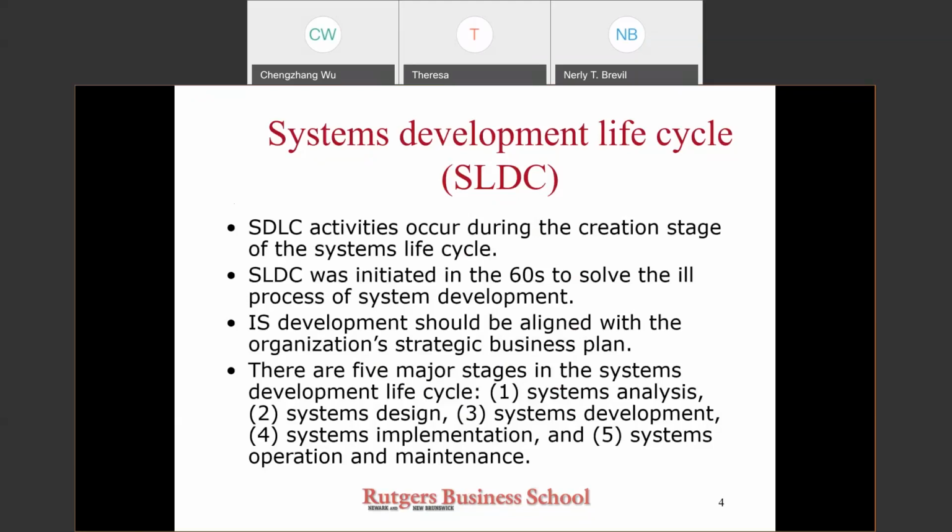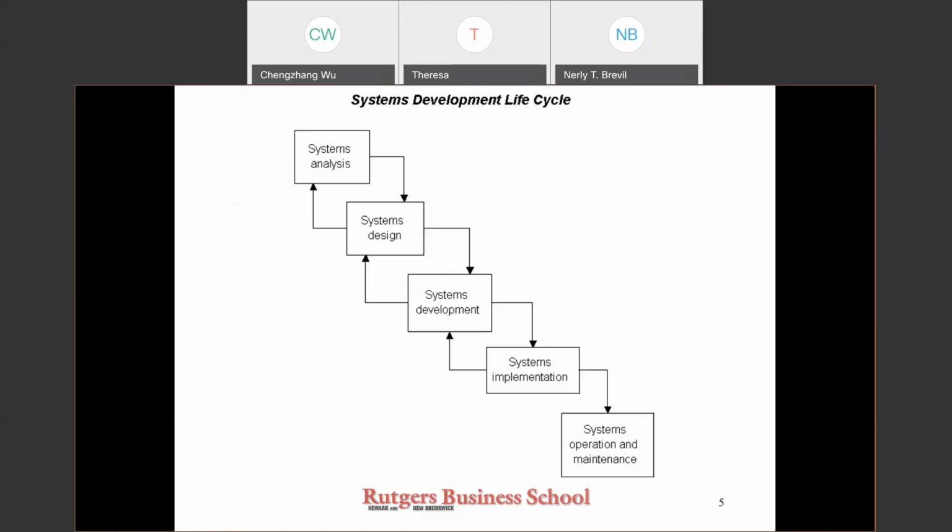So the slide shown here is referred to as a waterfall model of systems development. These 5 steps will be discussed in detail in this chapter.